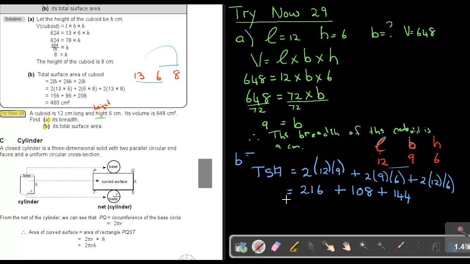And then just add it up. So plus that 108, plus that 216, plus 144, and that's giving me an answer of 468. Okay, let's just write it down. This is going to give me an answer of 468. And this will be in centimeters squared. And that will be my final answer.